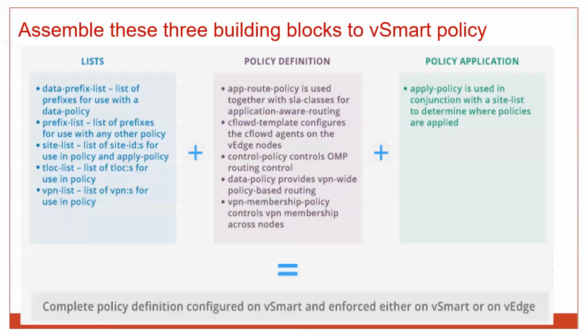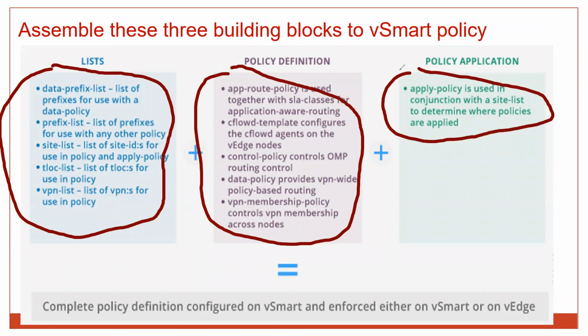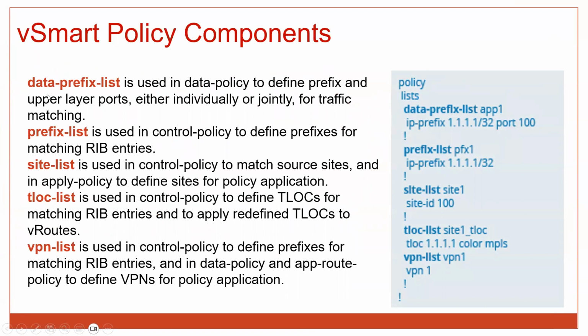So this particular slide is actually very interesting. It will tell you that you can define these different types of lists, and then you have to define the policy, so data policy or control policy, and then you can apply it. Now when we are talking about lists, there are different types of lists, and slowly we'll try to understand. So we have data prefix list and we have prefix list. Now the data prefix list is a prefix list only, like in Cisco we have prefix list, but this should be used inside the data policy. That's why we have this data here.